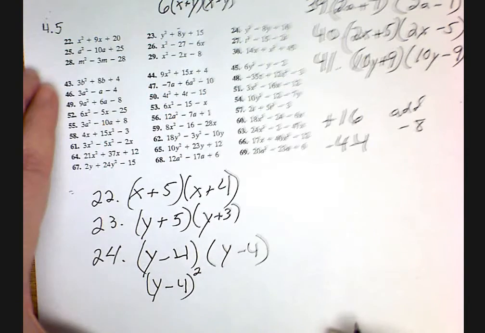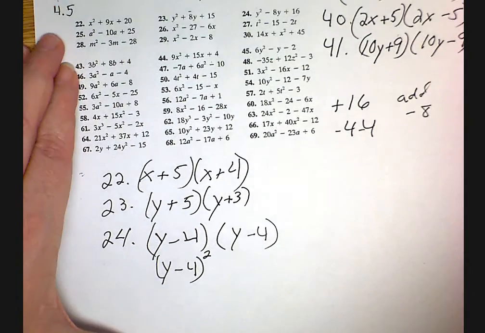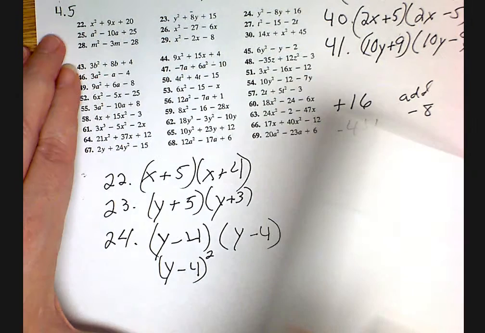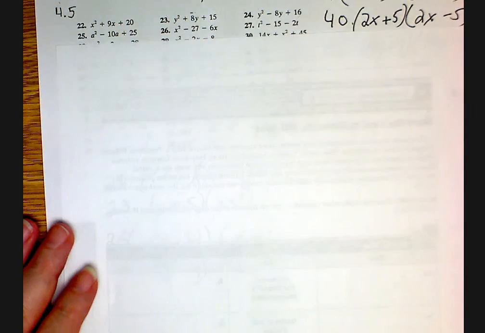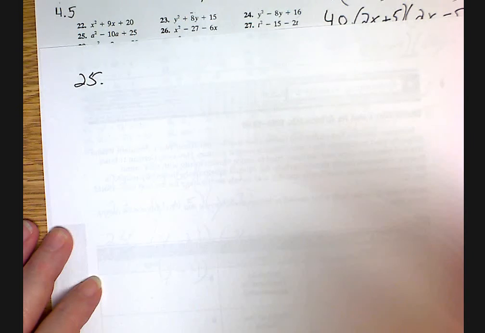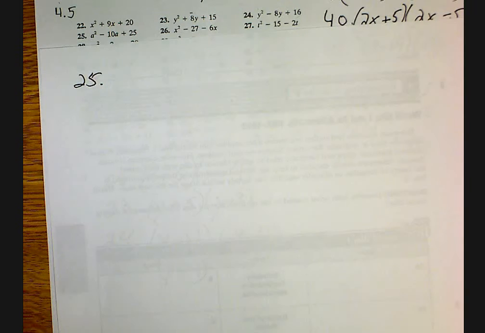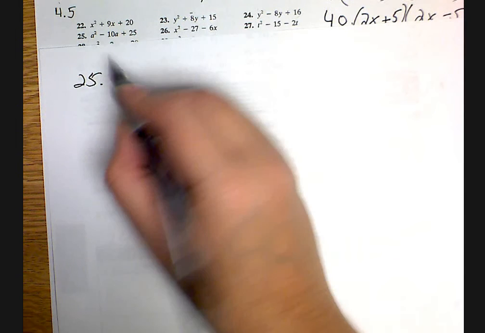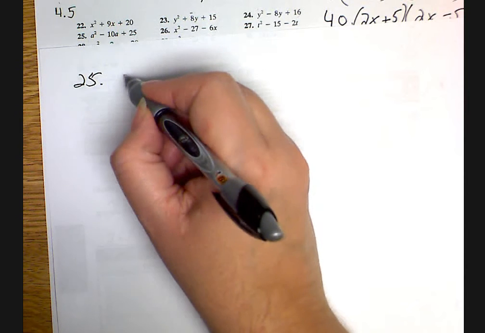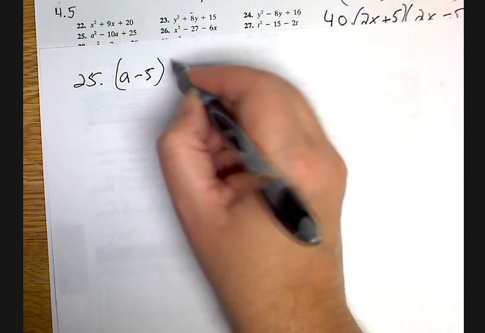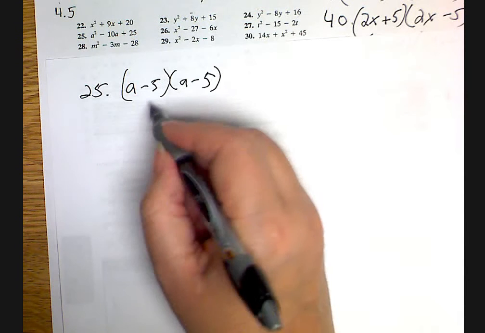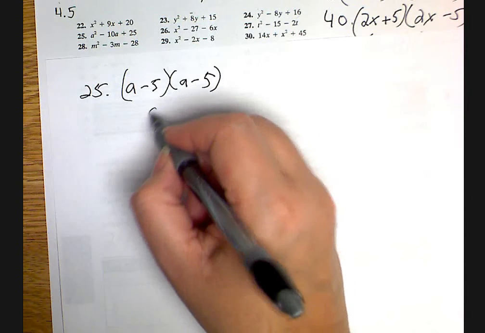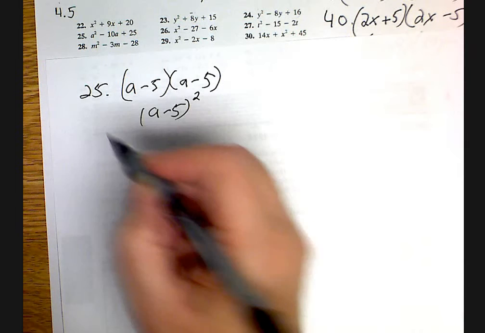Yep. All right. Questions so far? So we're at 25. Because I want to make sure you guys are understanding this before we move on to the rest of them. 25, Rosie. So 25, a minus 5, and then a minus 5. And then what would be their total answer then? It would be a minus 5 squared. Very good.